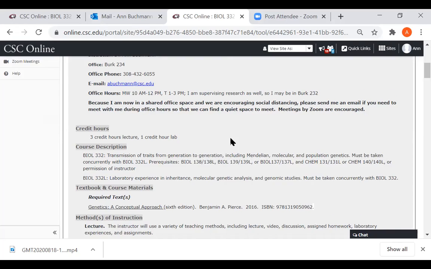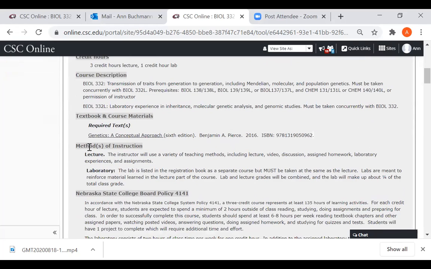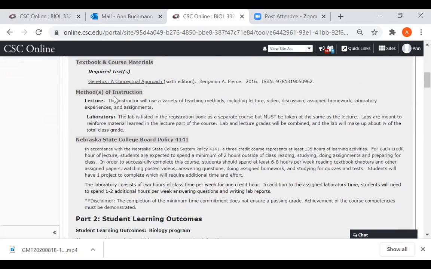So things that you should know about this class. First, we have a required textbook. Please read the text before coming to class. Every chapter has SLOs associated with it. Some of them we'll talk about in class, and some of them you should learn from the book. We have lectures twice a week. We have lab once a week.